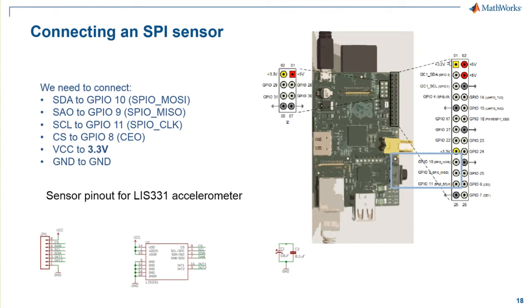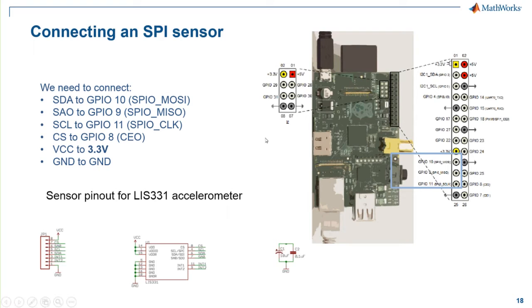The first step, of course, is to connect the SPI sensor. So in the case of the SPI sensor, we'll be working with the Raspberry Pi pins labeled 9, 10, and 11 here on this portion of the Raspberry Pi header. In order to connect the device correctly, we need to connect the SDA, SAO, and SCL pins to the pins 10, 9, and 11 respectively. And of course, we also need to connect the CS pin to the CE0 pin GPIO8, which is over here on this side. And then finally, we need to make our power and ground connections.